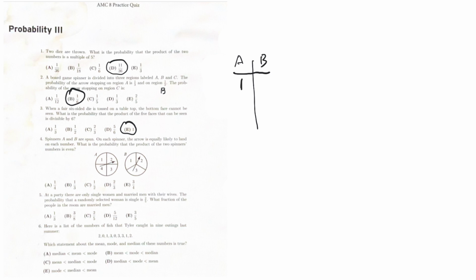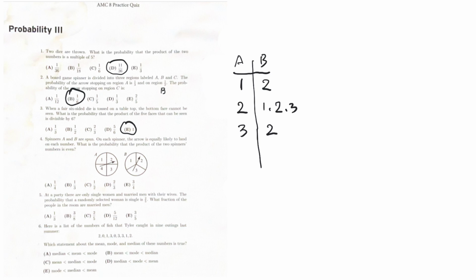So if the arrow points to the 1, only the 2 on B gives an even product. If A points to the 2, then for the B spinner any number works, since the product with 2 will be even. If A points to 3, only the even number on B, that's the 2, makes the product even.